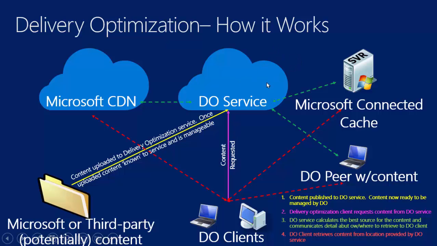So this is my attempt to describe how delivery optimization works, right? Here we have Microsoft content, or at some point third parties can publish content. I mentioned before that in order for the delivery optimization service to work with a content type, that content type has to be known by delivery optimization. It has to be published to delivery optimization, right? Delivery optimization has to be engineered to accept that content type. So a provider will need to publish that content up.